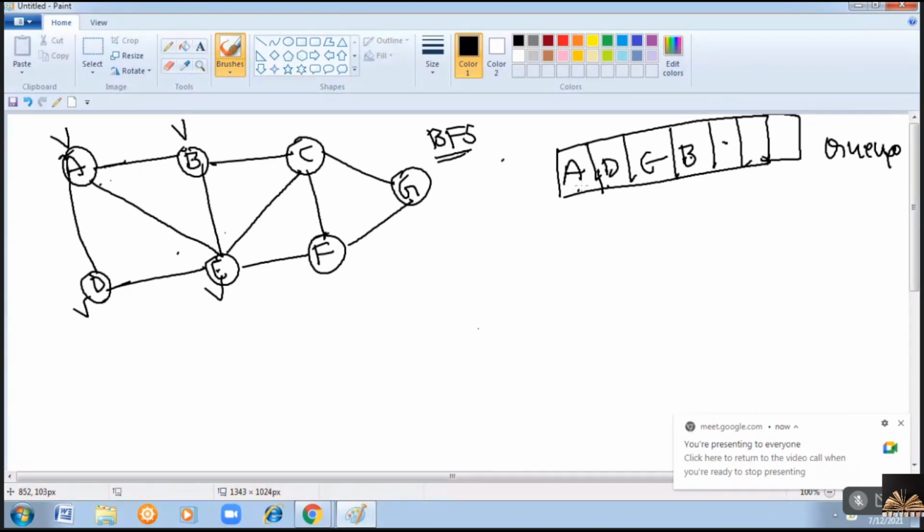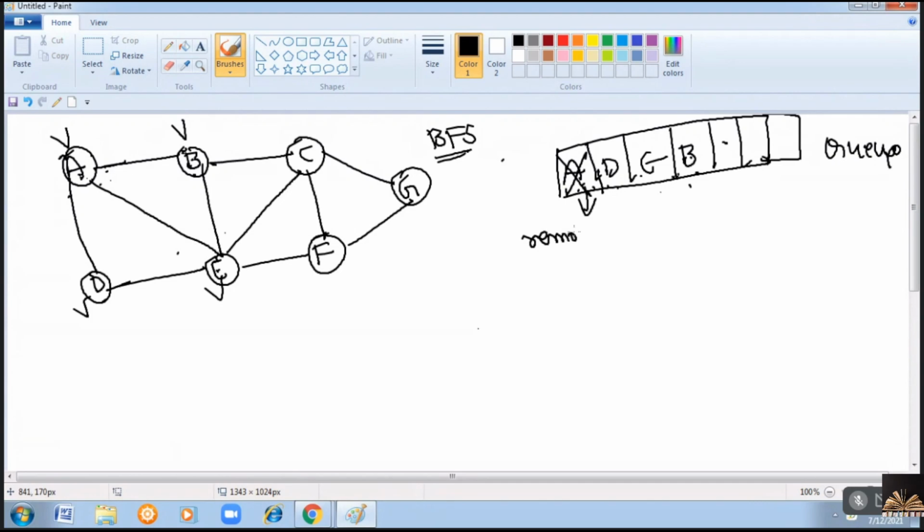When you are inserting these adjacent vertices, you remove this. Why? Because this A does not have any new adjacent vertices which are not visited. You have inserted the adjacent vertices which are not visited into the queue. Therefore, you can remove A, or delete A from the queue, right? Now these are visited. So A has been visited and removed.